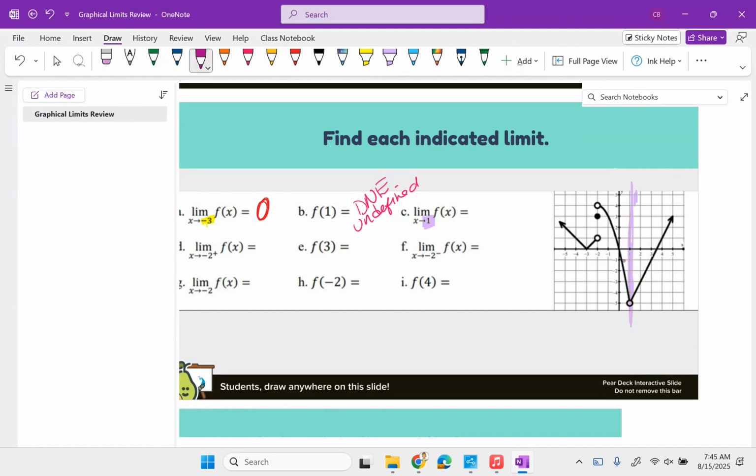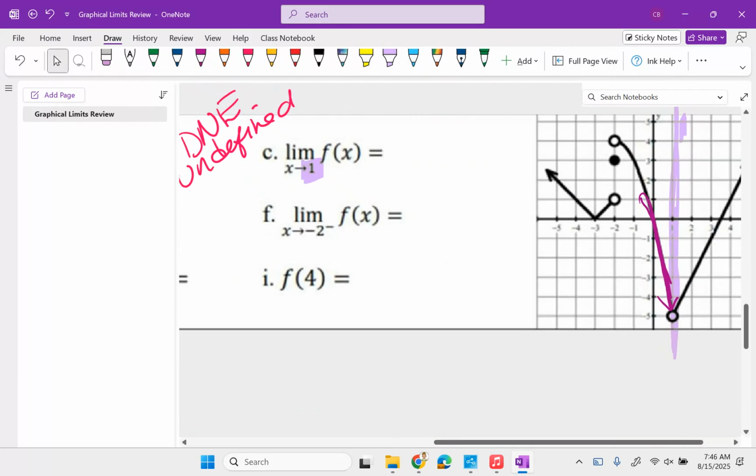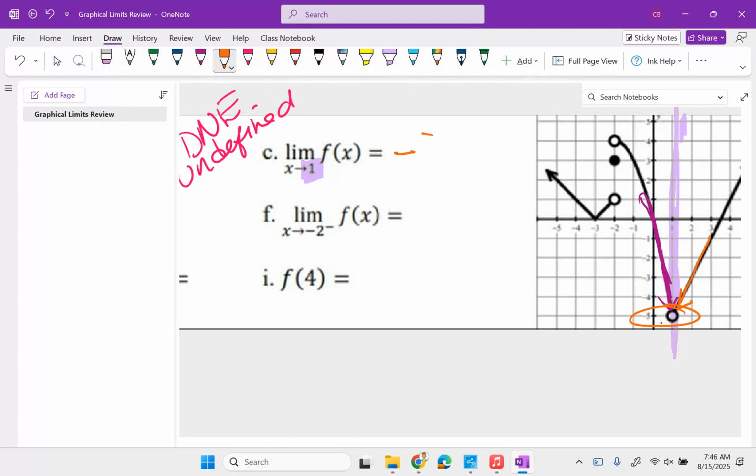Okay? All right, so as I'm coming at this from the left, what y value is it going to? -5, it looks like. As I'm coming at this from the right, what y value is it approaching? -5, so my overall limit is? Remember, I could take my fingers and trace that and they would come to the same place. If I can do that, it has a limit from the left and the right, and that's the overall limit where my fingers meet.